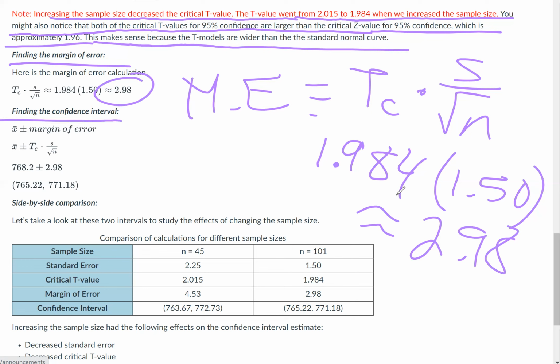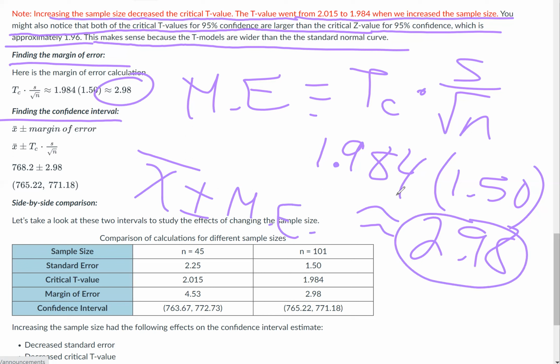From there, we'll find the confidence interval. That should be x bar plus or minus the margin of error. And here's the margin of error. So we'll subtract that from the sample mean to get the leftmost number, and we'll add it to get the rightmost number. So here are those numbers. 765.22 is the smaller number. 771.18 is the larger number.